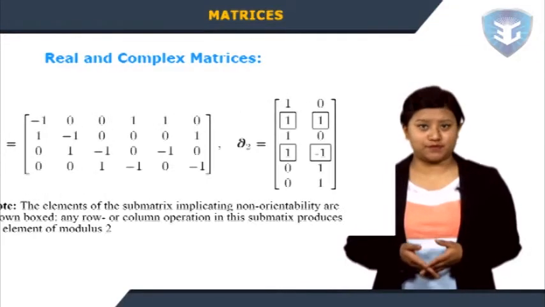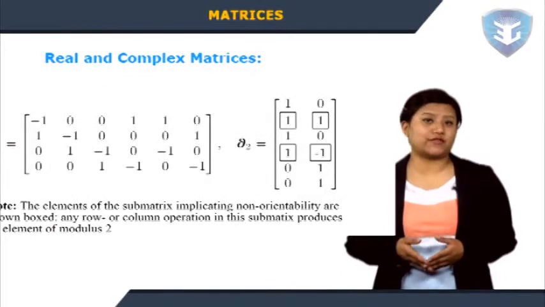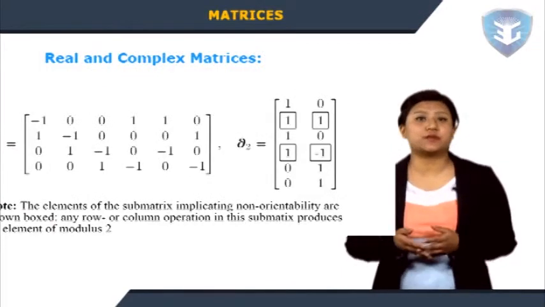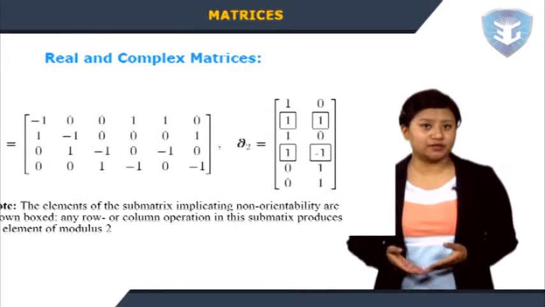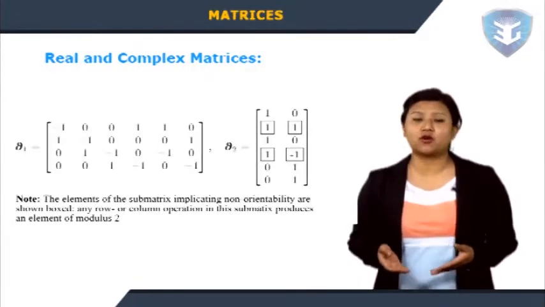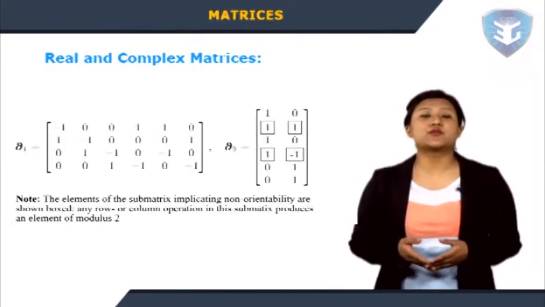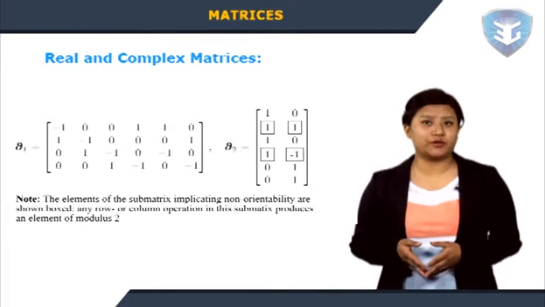Real and complex matrices. As in the case of vectors, the components of a matrix may be real or complex. If they are real numbers, the matrix is called real; otherwise it is called complex. For the present exposition, all matrices will be real.